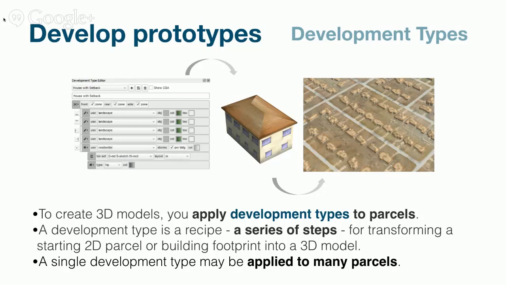The basic idea is that the development type is a recipe. The ingredient that you start with when you're working with a development type is a two-dimensional geometry on the surface of your map. The two typical geometries to use as the starting ingredient are the parcel or the building footprint. In this particular visualization, we're using the building footprint as a starting point.